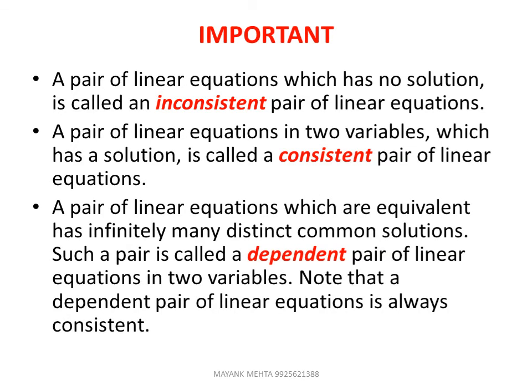And a pair of linear equations which are equivalent and have infinitely many distinct common solutions are called a dependent pair of linear equations. Again, the three important terms you need to understand: an inconsistent pair of linear equations is a pair which has no solution. A consistent pair is a pair in two variables which has one solution. And a dependent pair is a pair which are equivalent and have infinitely many distinct common solutions.